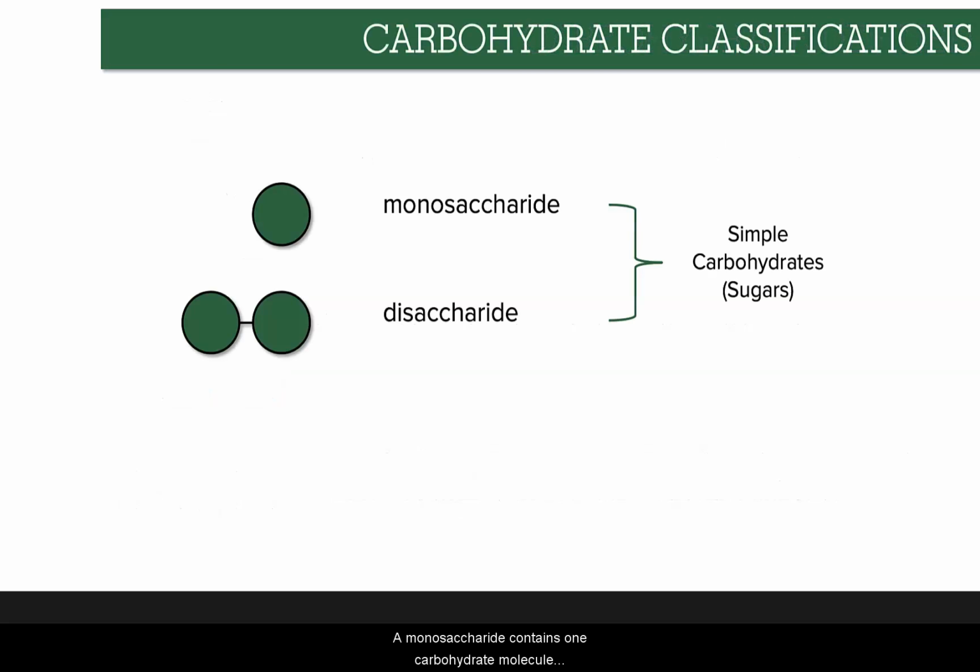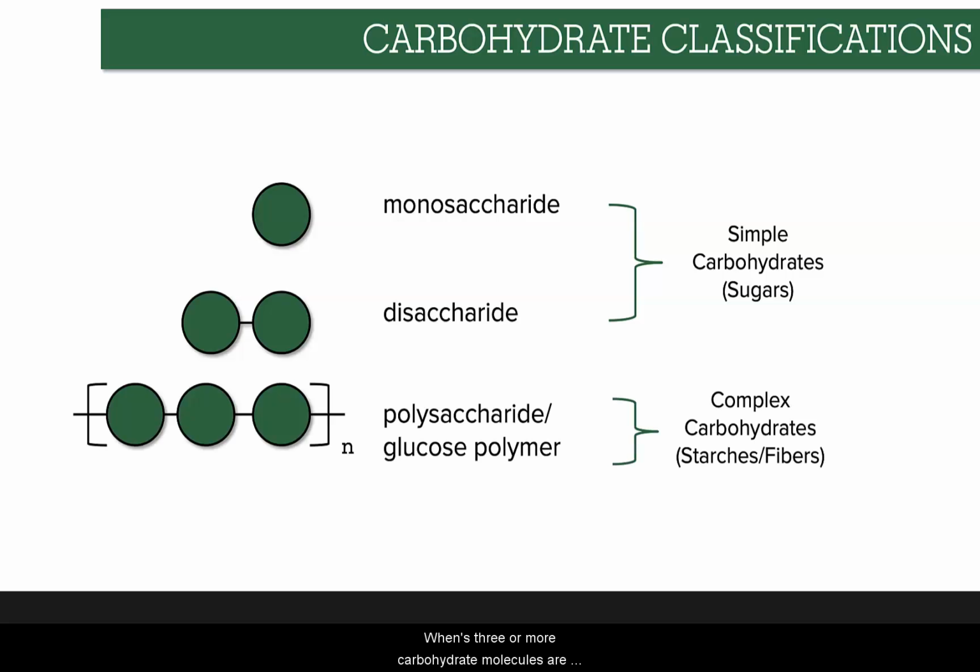A monosaccharide contains one carbohydrate molecule, and a disaccharide two. Mono and disaccharides are known as the simple carbohydrates, or sugars. When three or more carbohydrate molecules are linked together, they form a complex carbohydrate. Depending on the number of molecules and how they are linked together, the complex carbohydrate is a starch or fiber. Regardless, all types of carbohydrates provide the body with 4 calories per gram.